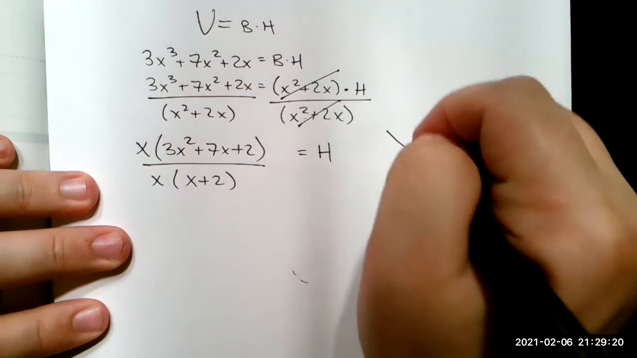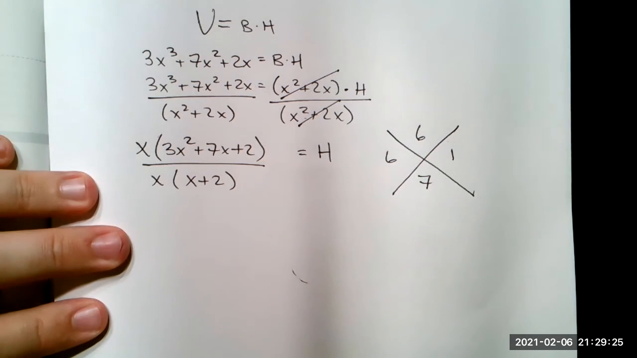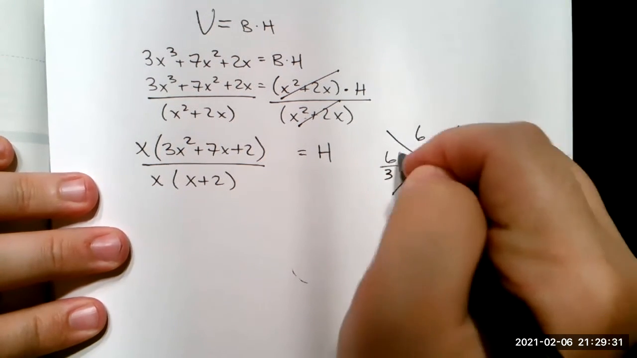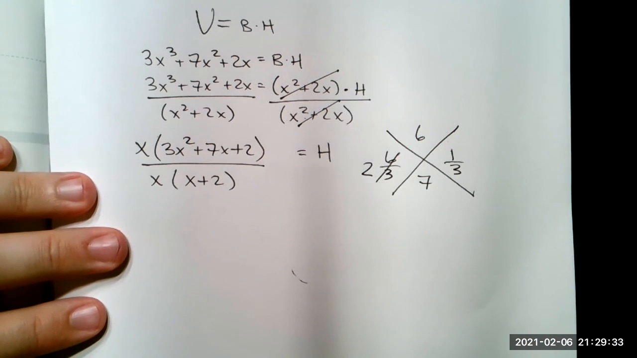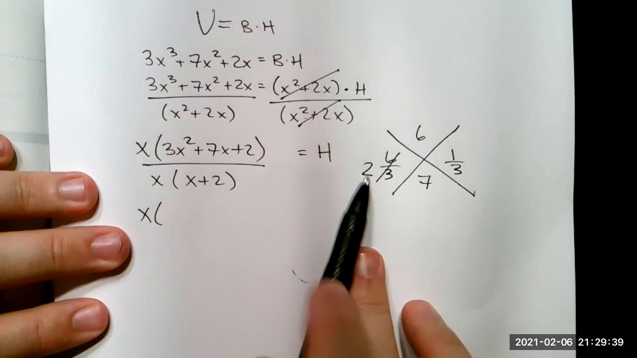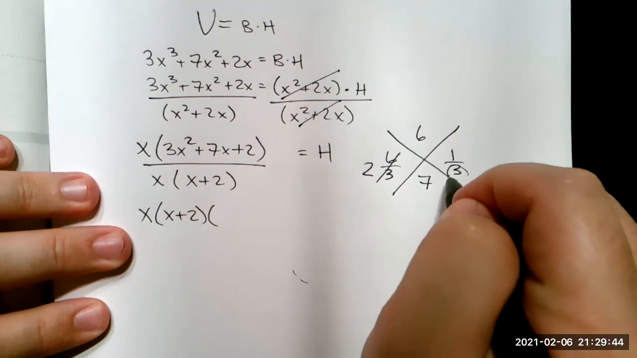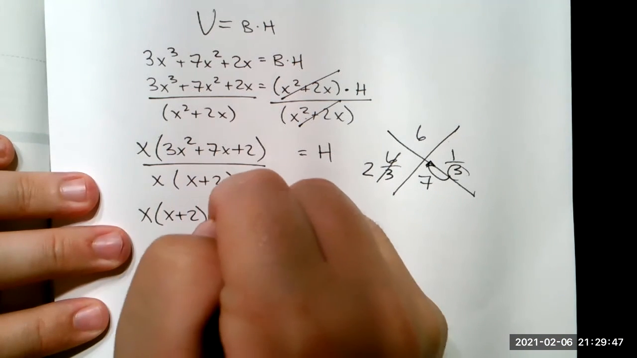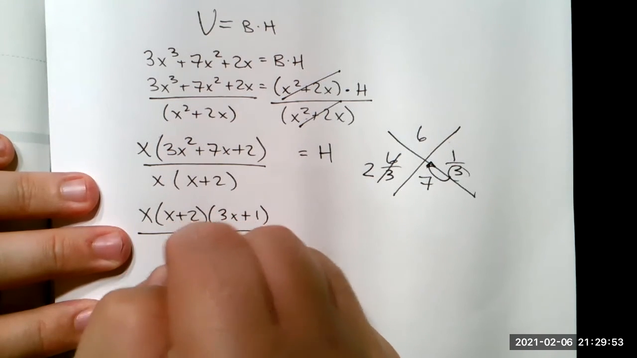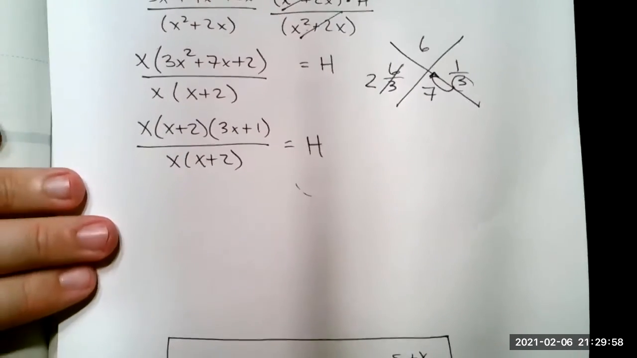A times c goes at the top, b goes down below. Two numbers that multiply to 6 and add to 7 are 6 and 1. Don't forget, you have to go back and divide by a and simplify. So here we go. I still have an x up top. This quadratic factored apart, that's a positive 2, so it's x plus 2. That's a positive 1/3, so that bottom comes up as 3x plus 1. And then my denominator, x times x plus 2. And now once I simplify this, I'll have my answer, what my height should be.